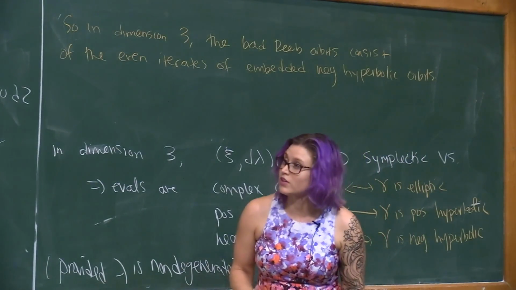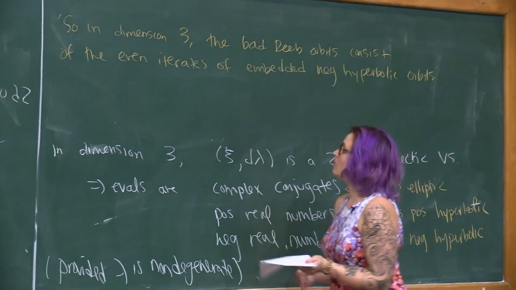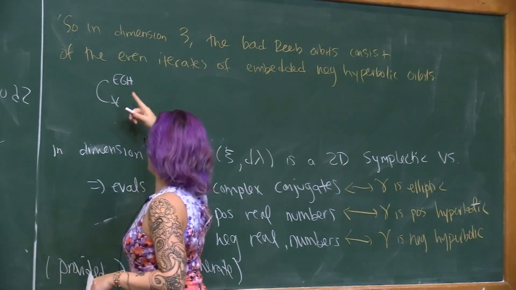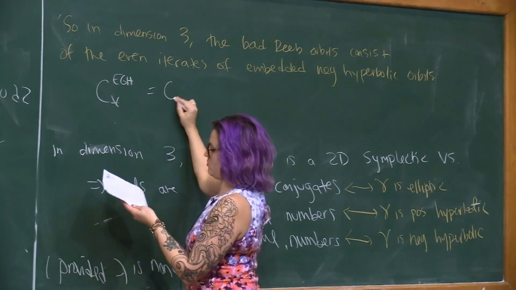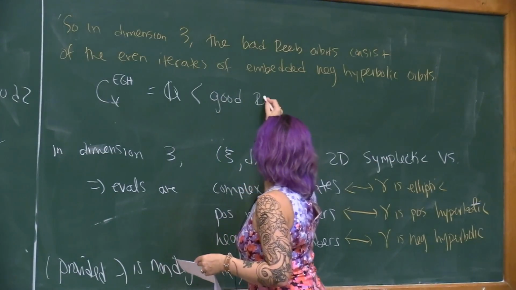Great. Okay, so then in 10 minutes, I will say what the differential is, but we now can say what the chain complex is. And for Eliashberg, Givental, and Hofer, I'll have a little EGH there. So this is going to be generated as a vector space over Q by the good Reeb orbits.